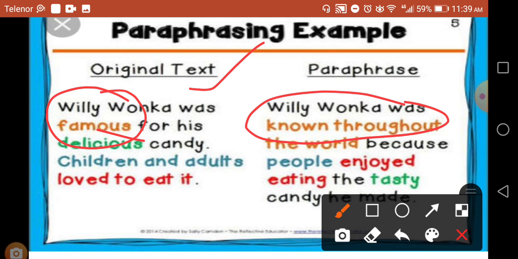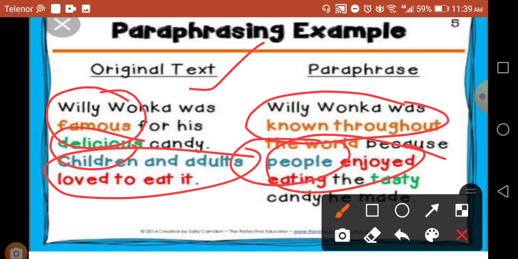Now again we have the word delicious. Delicious is something like when you enjoy eating it. So eating the tasty candies and enjoying it is kind of the same thing. Now, children and adults loved to eat it. Here the children and adults, and here people is given. Here loved to eat it, so here we say enjoyed eating it.